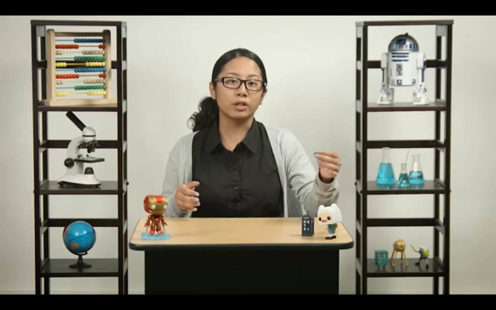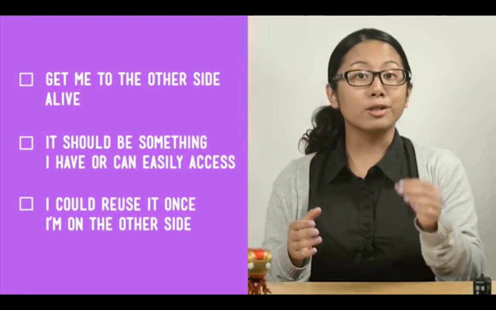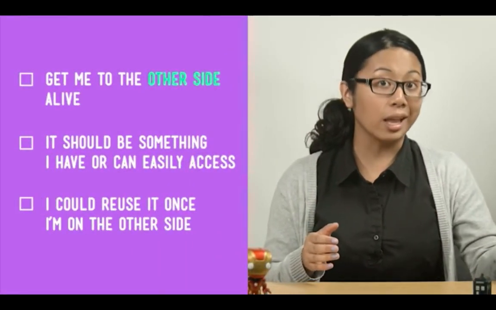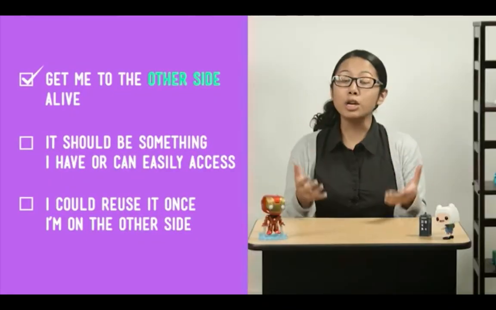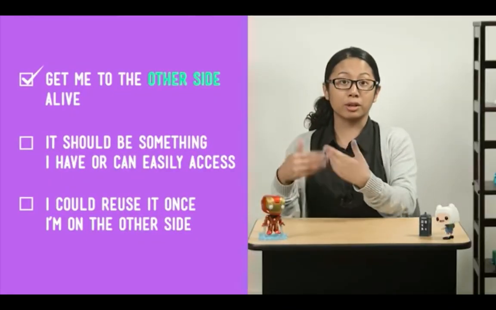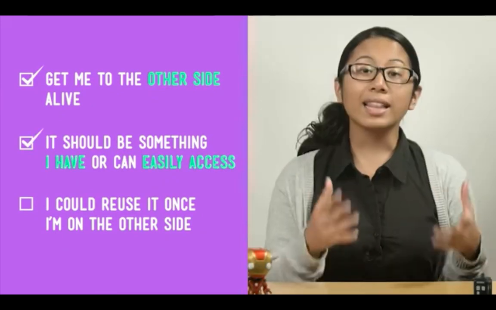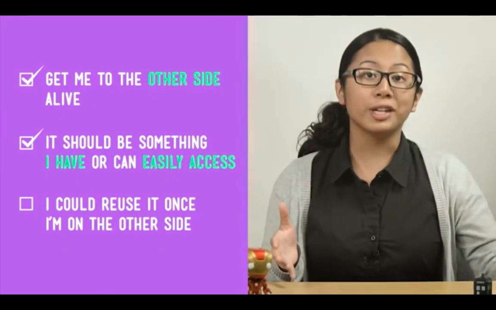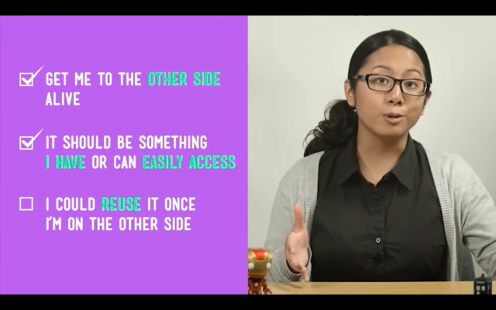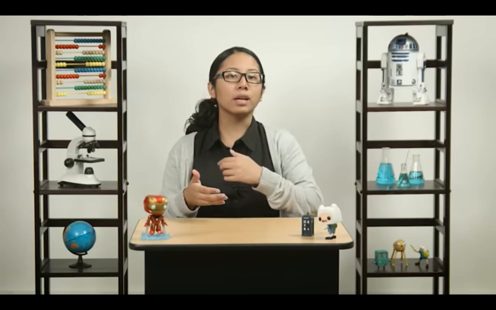Let's review our checklist from the earlier lessons on what a successful solution to this problem looks like. Number 1 was that our solution should get us to the other side alive. Yep, that's a biggie. Number 2, the thing that gets us to the other side, should be something we currently have or can easily get our hands on. And lastly, number 3 was that whatever our solution is, it's something we can ideally reuse once we're on the other side. So other than our hang glider solution from last time, what else can we think of?